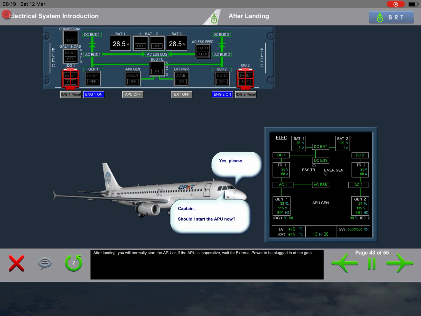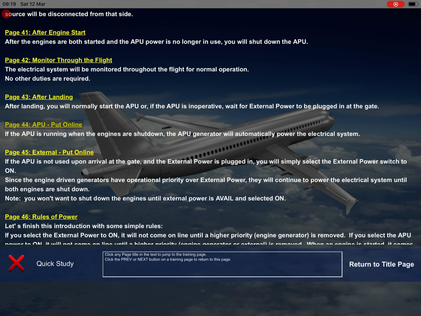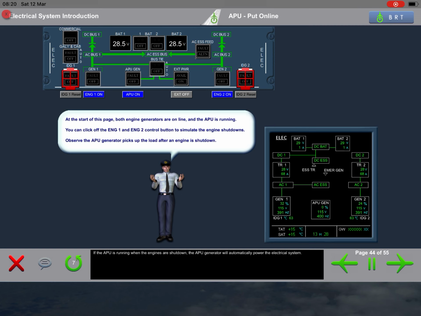After landing, you will normally start the APU, or, if the APU is inoperative, wait for external power to be plugged in at the gate. If the APU is running when the engines are shut down, the APU generator will automatically power the electrical system.